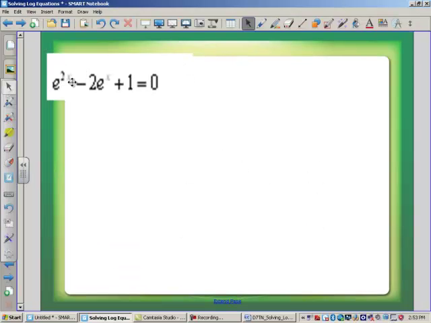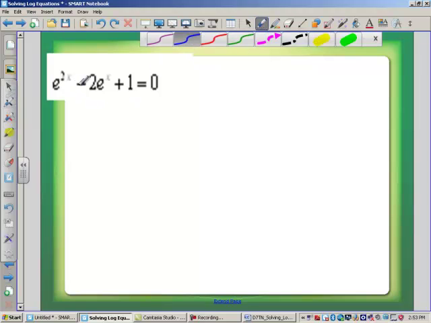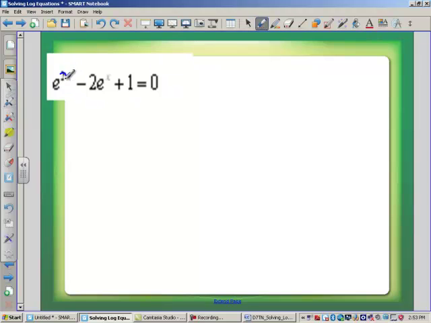Okay, so we're going to do this last example here. And this last example is a quadratic. It's a quadratic in disguise. That's a 2x. Sorry about that being fuzzy again. All right, so I'm going to show you how this is a quadratic in disguise. This is the same thing as e to the x squared minus 2e to the x plus 1 equals 0.